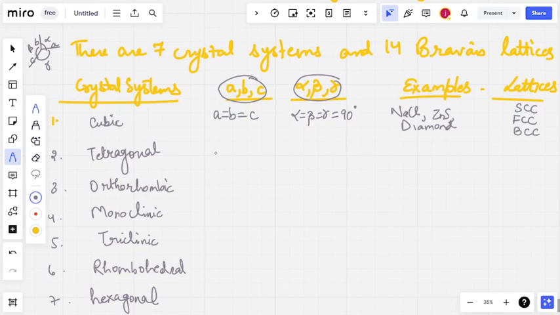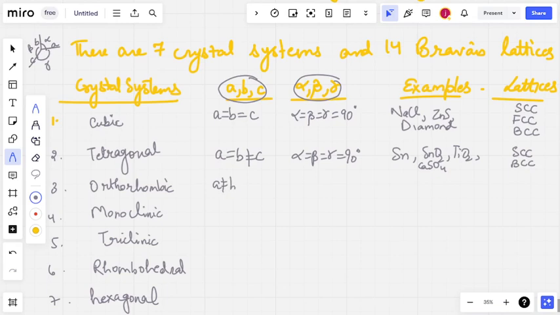For tetragonal, we have A is equal to B but not equal to C. Angles still remain the same. Examples include tin, tin oxide, titanium oxide, calcium sulfate. And the lattices include SCC and BCC.